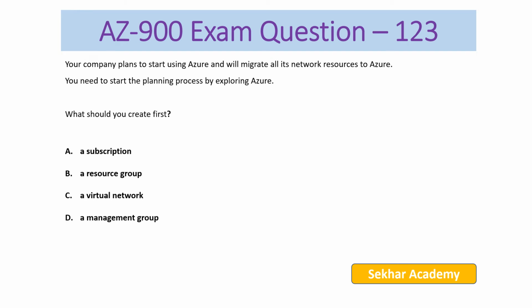AZ-900 exam question number 123. Your company plans to start using Azure and will migrate all its network resources to Azure. You need to start the planning process by exploring Azure. What should you create first? The options we have: A. a subscription, B. a resource group, C. a virtual network, and D. a management group. The right answer is A, a subscription.